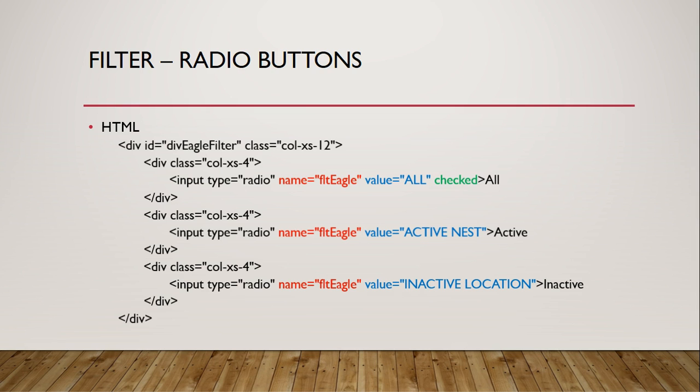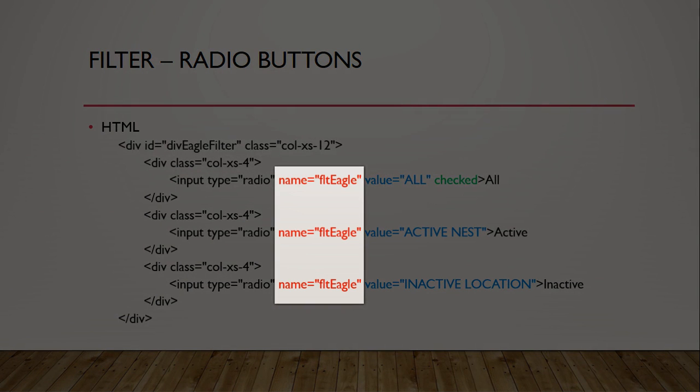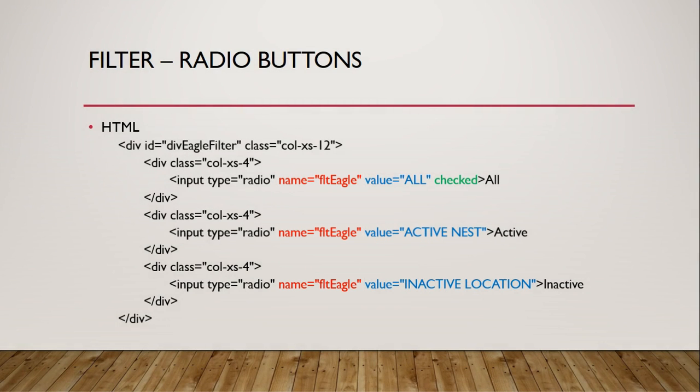Now a couple of things. Notice that each of these radio buttons has a name attribute shown in red, and that name is set to the same value, FLT Eagle, for filter eagle. Radio buttons need to be part of a group, and only one of those buttons can be selected at a time. When one of the buttons is selected, the others automatically become unselected. And the name attribute is how we define which buttons are part of which group. All the buttons with the name filter eagle are in the filter eagle group, and only one of these can be selected at a time.